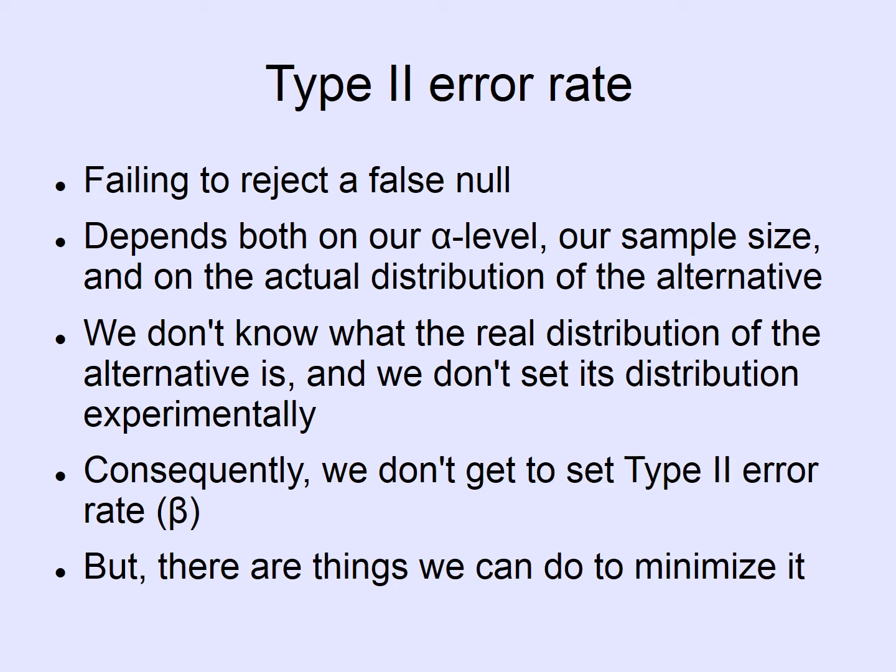In our null sampling distribution, like with the Salk vaccine, I showed how we made that, right? But of course, we're not going to be making that. We're going to be using theoretical sampling distributions. That's what we're moving towards. Anyway, because of these, we don't get to set type 2 error. There are things we can do to minimize it, though.